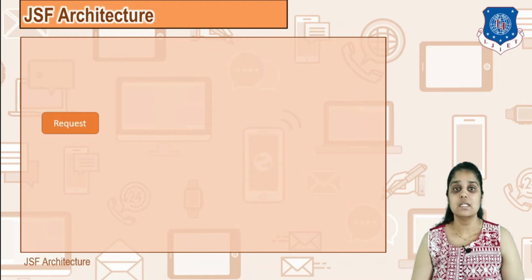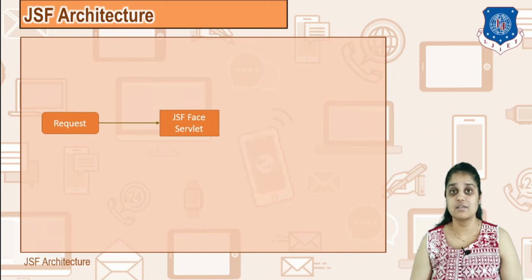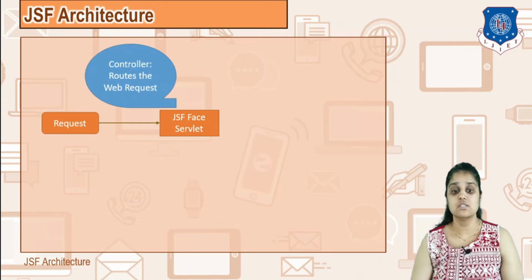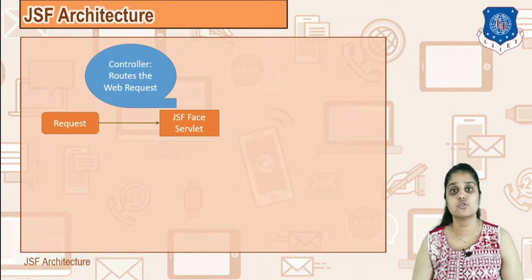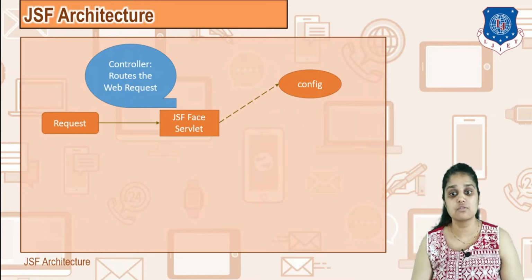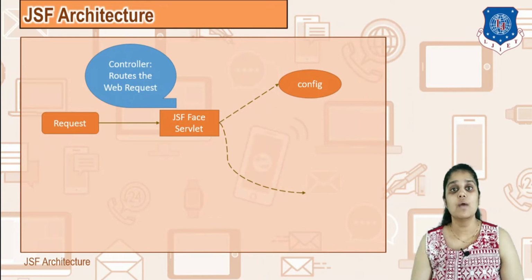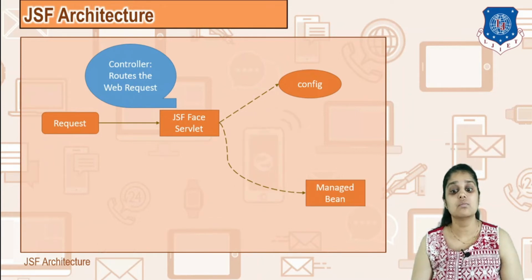Okay, let us see the JSF architecture. In JSF, basically you have a request. This request goes to something called the Faces Servlet. Now this Faces Servlet is, you can say, a controller. What is the use of this controller? The use of this controller is to route the web request from one place to another. It is going to find an appropriate page where you have to redirect your request from the config file. So this Faces Servlet is going to read the config file and it is going to help you access the database or the data using something called a managed bean, or your bean file.